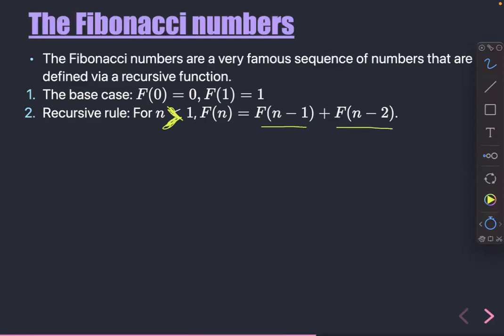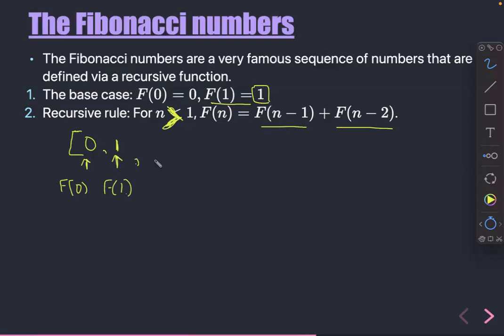Let's do some examples to see what that means. I'm going to write it as a list. The 0th index is going to be f of 0, which is 0. The element at index 1 is going to be f of 1, which is 1.